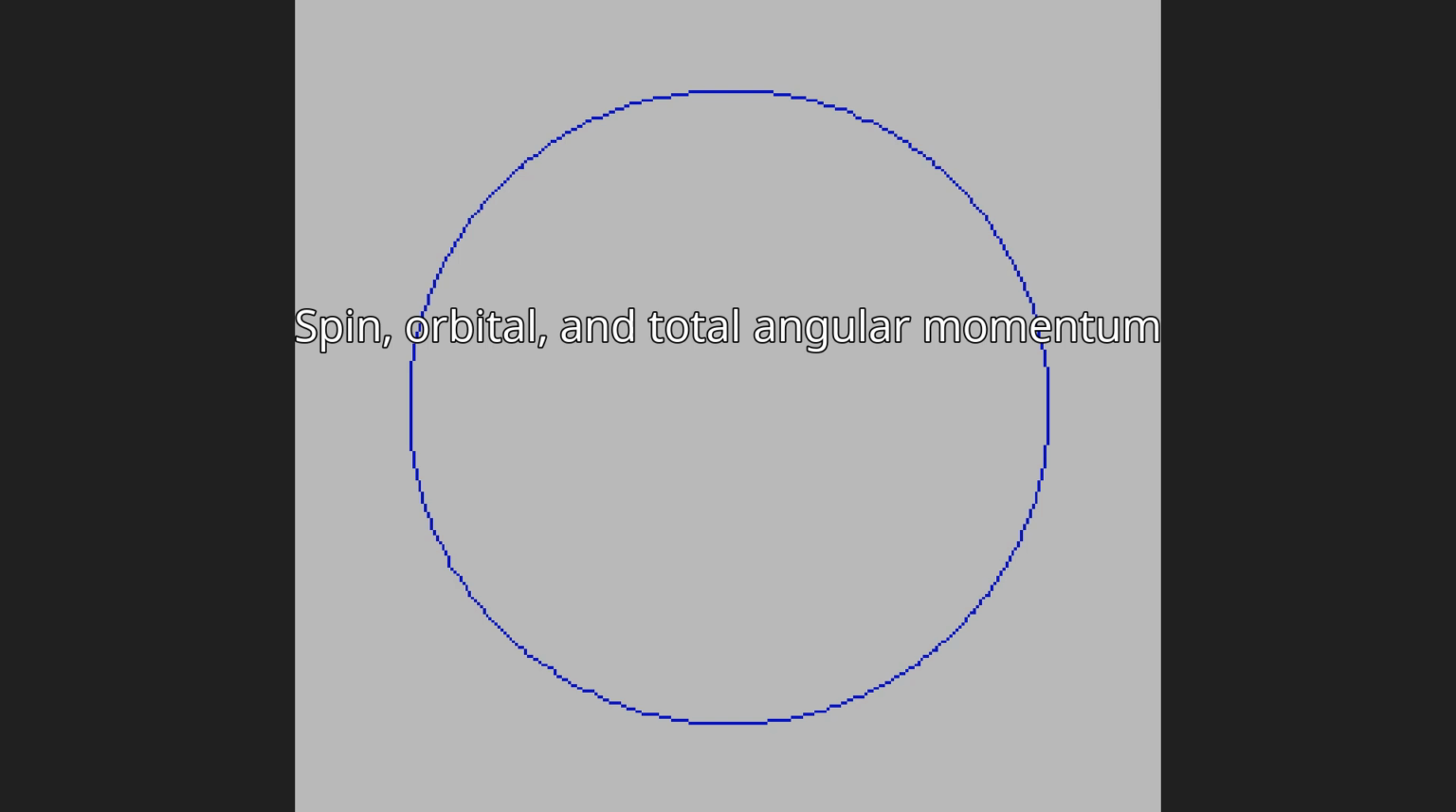For example, electrons have spin 1/2. This actually means spin ħ/2. Photons have spin 1. This actually means spin ħ. And pi mesons have spin 0. Finally, there is total angular momentum J, which combines both the spin and orbital angular momentum of all particles and fields. For one particle, J = L + S.